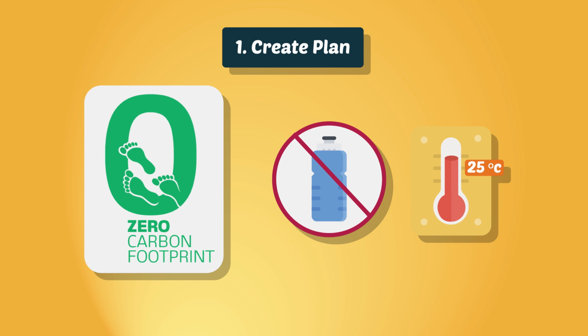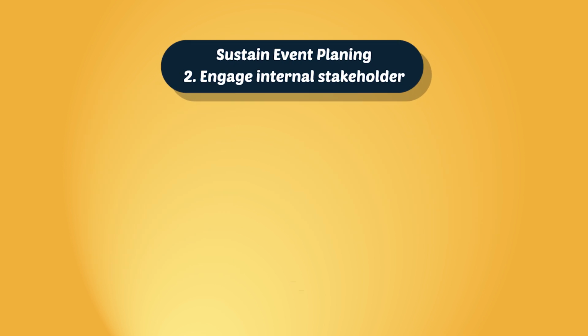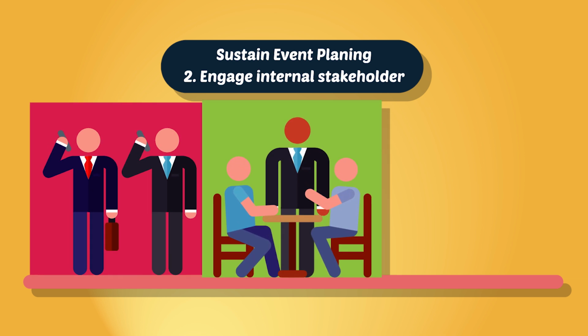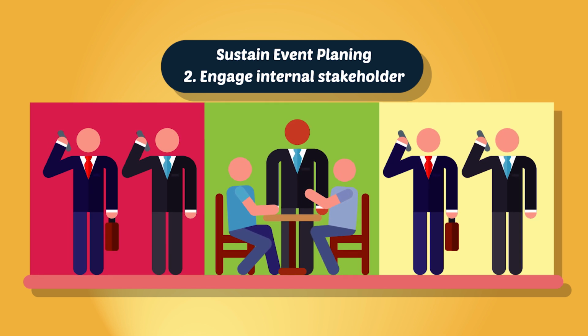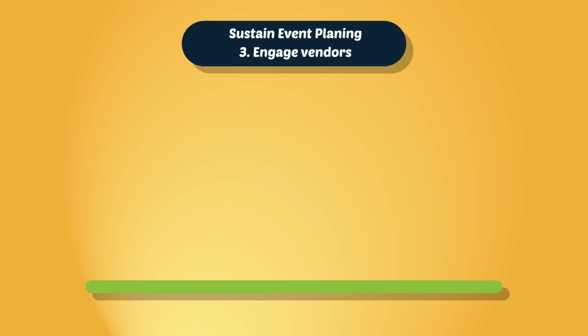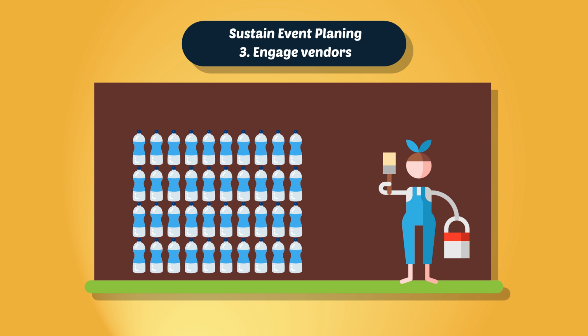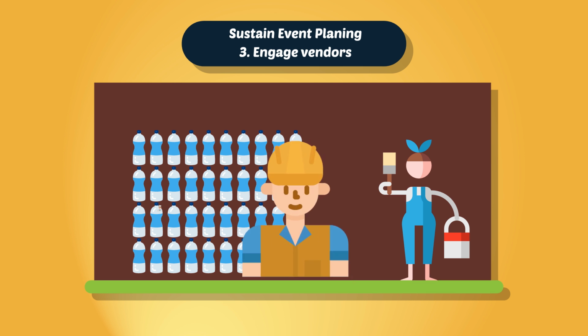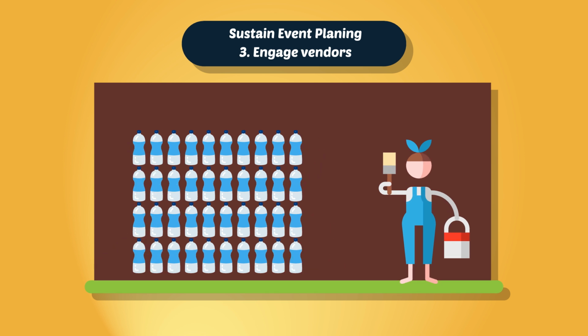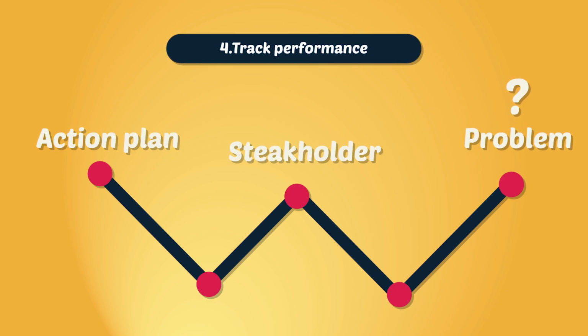2. Engage internal stakeholders. After planning the sustainable event, the next step is to set the policy to all internal stakeholders to understand what you will do, such as your team or your company. 3. Engage vendors. It means to ask the vendor, supplier, or contractor to understand what you want to do for your event. For example, build a backdrop from recycled material, or build a backdrop that we can use many times.